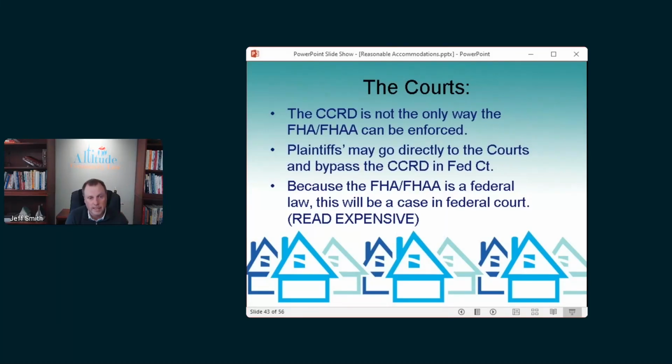The other option is that an owner could go to the courts. They could skip the CCRD entirely, or after using the CCRD, they could then file in federal or state court. Because the FHA and FHAA are federal law, this case is typically going to be in federal court. That is an extremely expensive endeavor. Where you might have a $10,000 to $15,000 state court case, you're talking more likely $100,000 to a couple hundred thousand dollars if they are filing in federal court. Federal court is extremely expensive because of all the procedures that are involved there.